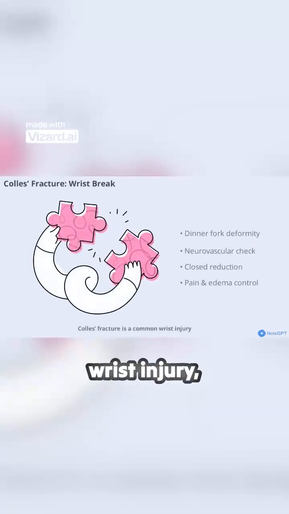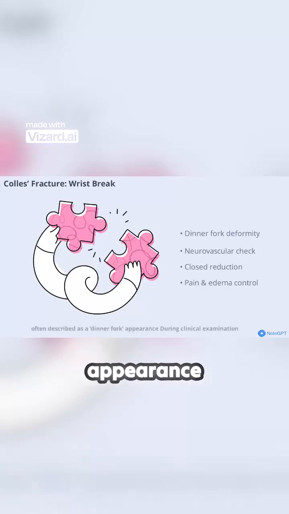Hall's fracture is a common wrist injury, typically caused by falling on an outstretched hand. Patients present with severe pain, swelling, and a deformed wrist, often described as a dinner fork appearance. During clinical examination, inspect for deformity, palpate for tenderness, and check neurovascular status using a pulse oximeter. Measuring tape helps assess displacement.